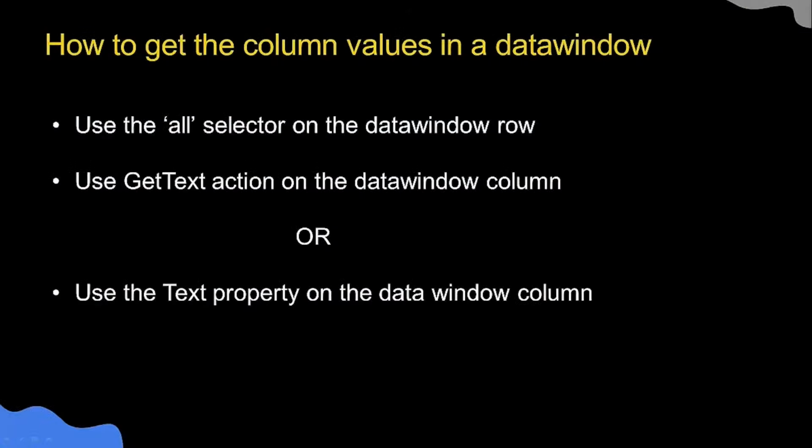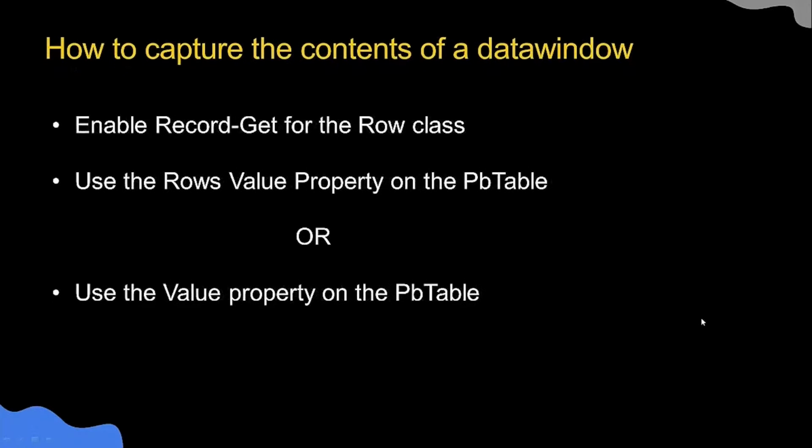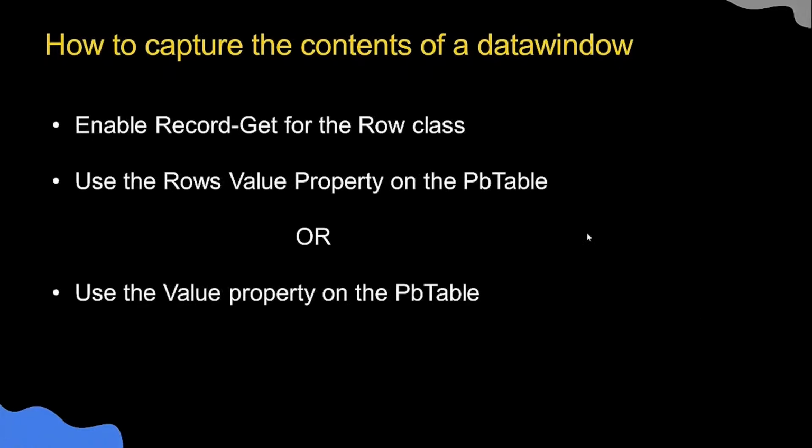I might also want to capture the contents of the entire data window. I've already showed you how we can enable the record get. I'm going to use that record get again that I used earlier when I wanted to get the values of the data table row. And here I'm going to use the rows value property on the PB table. I could have also used the value property on the PB table. Either way would get me the same result.